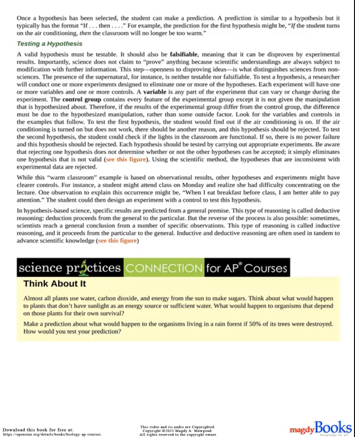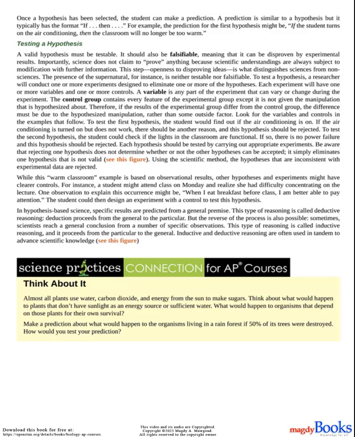To test the first hypothesis, the student would find out if the air conditioning is on. If the air conditioning is turned on but does not work, there should be another reason, and this hypothesis should be rejected. To test the second hypothesis, the student could check if the lights in the classroom are functional. If so, there is no power failure and this hypothesis should be rejected. Each hypothesis should be tested by carrying out appropriate experiments. Be aware that rejecting one hypothesis does not determine whether or not the other hypotheses can be accepted.